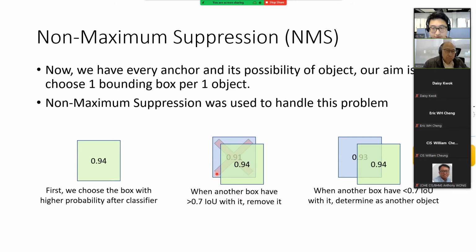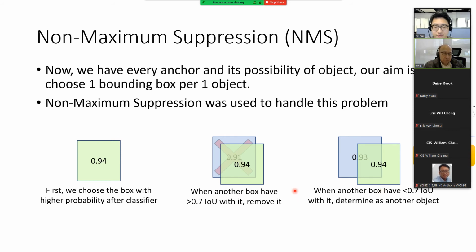We will remove the lowest one. So that's how we get the only best result. Let's say we have another box here, 0.93 probability. Because it has a smaller IOU, smaller than 0.7 with it, we actually determine it as another object. Of course, in reality, two objects may overlap, so we don't want to remove all of them. So we have to set a threshold here to keep the close one, but actually it is another object.